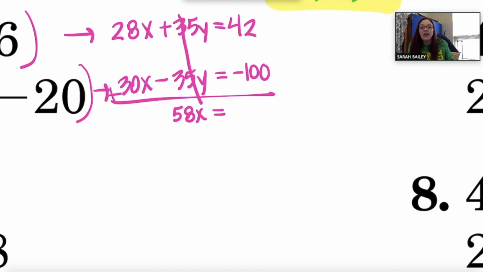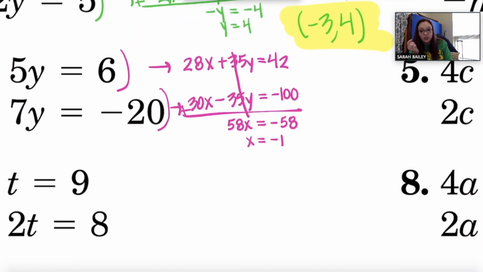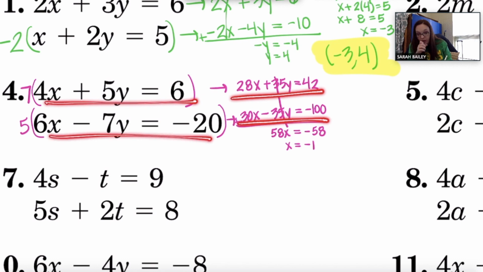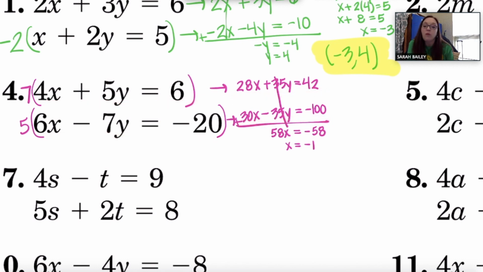So that's 58x. And I'm going to do 42 plus negative 100, which is going to be negative 58, which means x is negative 1. Now you got to find the value of y. Now you have 4 equations that you can choose from, right? You can choose this one or this one, the 2 new ones, or you can use one of the original equations. So it's usually easier to use one with smaller numbers to work with here.